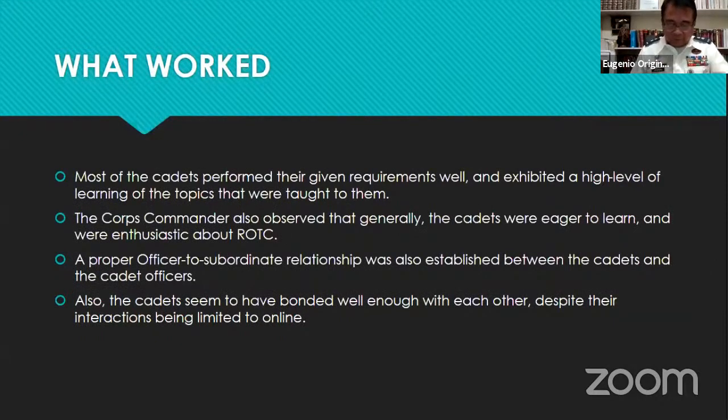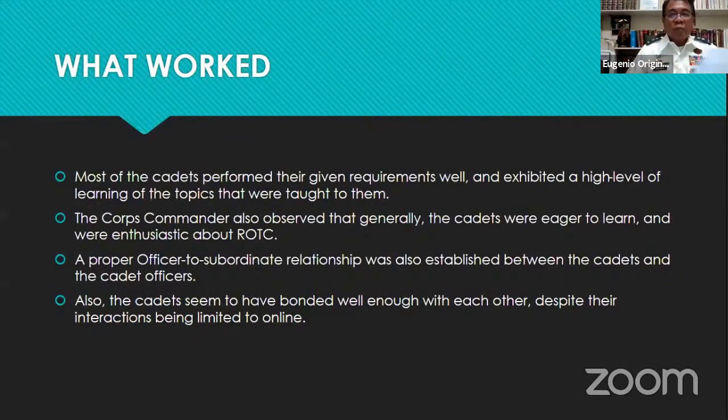Most of the cadets performed their given requirements well and exhibited a high level of learning of the topics that were taught to them. The Corps Commander and his Commandant also observed that generally the cadets were eager to learn and were enthusiastic about ROTC. A proper officer to subordinate relationship was also established between the cadets and the cadet officers. Also, the cadets seem to have bonded well enough with each other despite their interaction being limited to online.